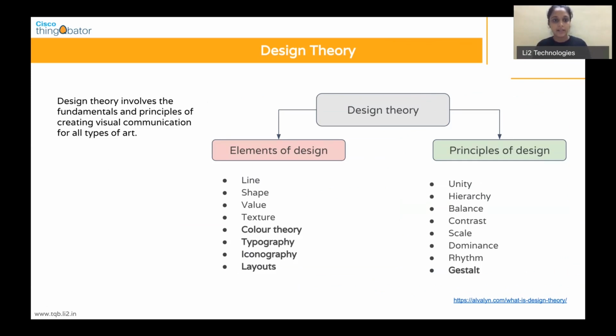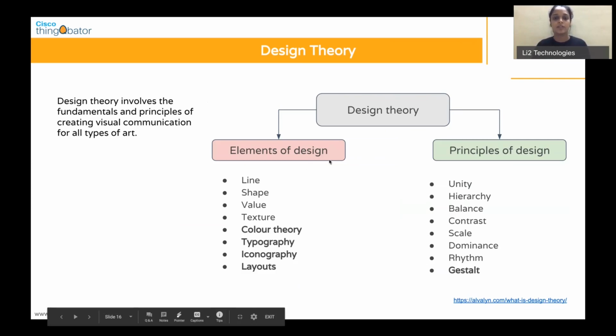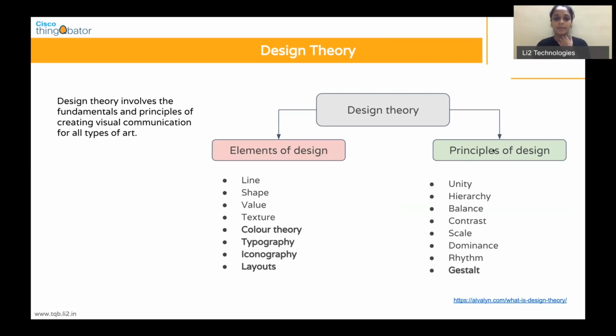So, design theory is basically fundamentals or some principles which will help us in creating some visual communication. We are trying to convey and communicate and interact with the users. So, this design theory is going to help us build that. And basically, design theory mainly consists of two different things, which are the elements of design and principles of design. We will individually look at each aspect of this, which comes under elements of design, and also these different terms which fall under principles of design.